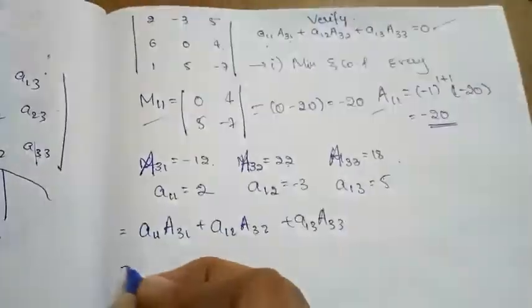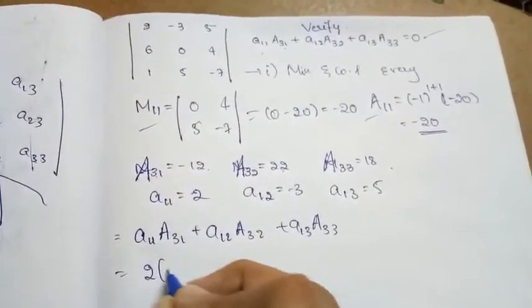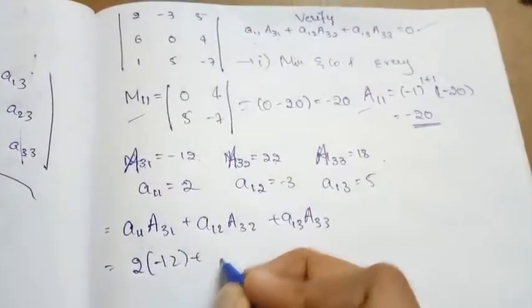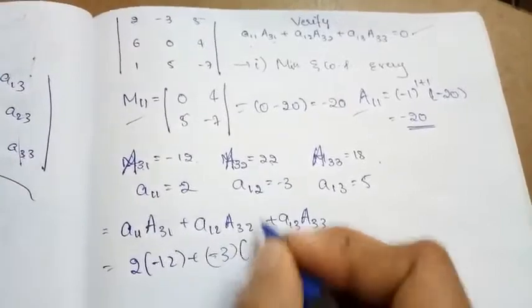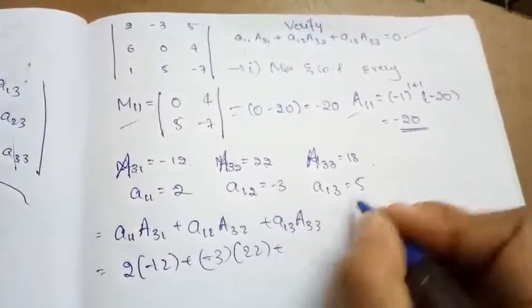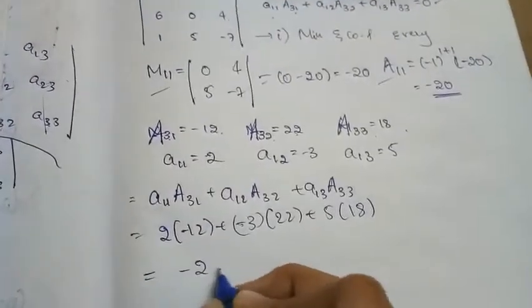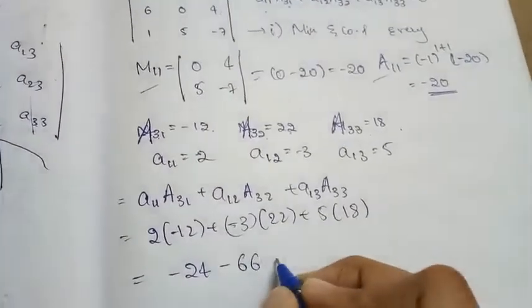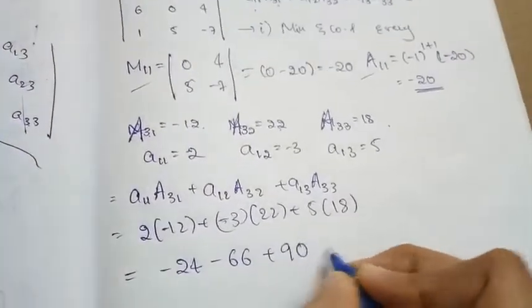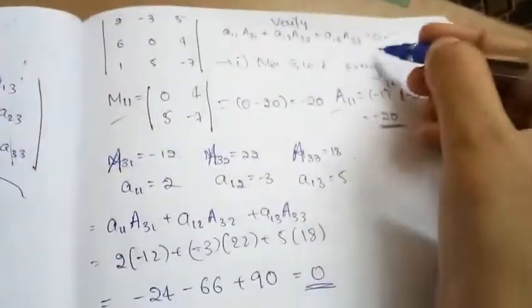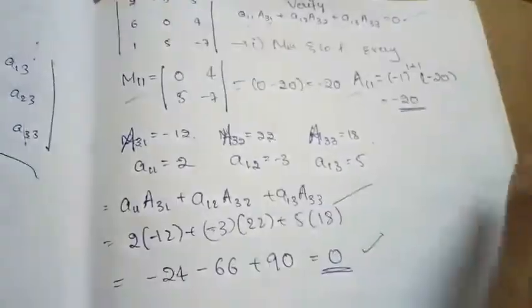Now substitute the corresponding values. 2 into minus 12 plus minus 3 into 22 plus 5 into 18. So minus 24 minus 66 plus 90, which is nothing but 0. Hence we have verified that equation.